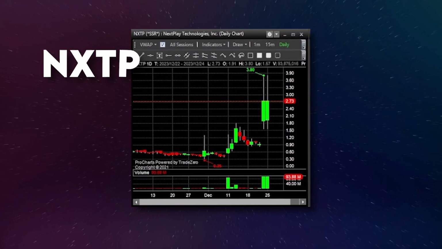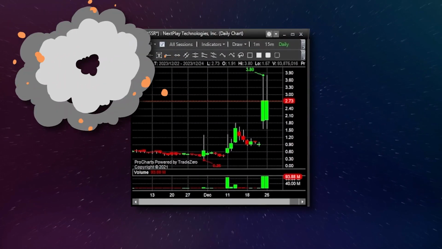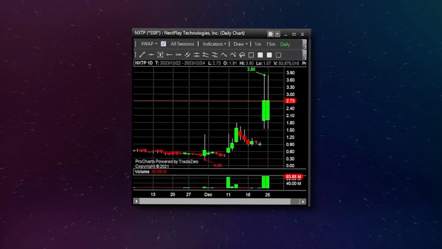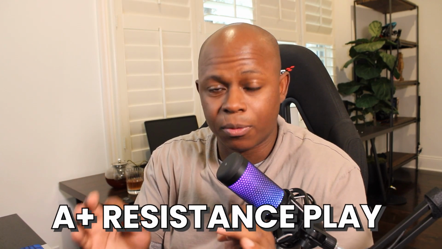And two of these are actually decent resistance plays, which are kind of rare this year. One of them is a bounce short. Another one is a gap through resistance. So with NXTP, it's traded its highest volume ever, and also on SSR. If you didn't get in a good position on this, you probably shouldn't have shorted it because it's a fresh chart now. But this is A+ setup resistance play.